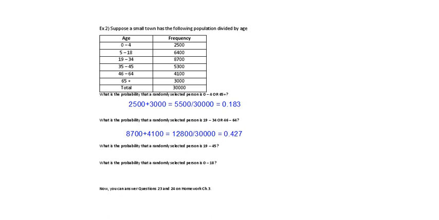All right, the next one's a little bit tricky. 19 to 45. And I know what you're thinking. You're thinking, there's no 19 to 45 anywhere. You're right. No, there isn't. But 19 to 45 is the same as doing 19 to 34 plus 35 to 45. So, let's get some answers, shall we? 19 to 34 is 8,700. 35 to 45 is 5,300. That adds up to 14,000. Then divide by 30,000. And we're going to get 0.467.